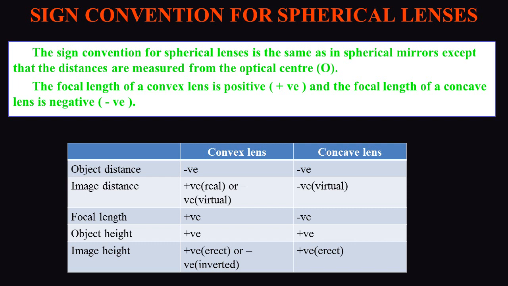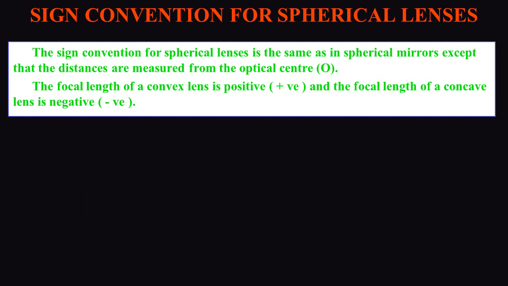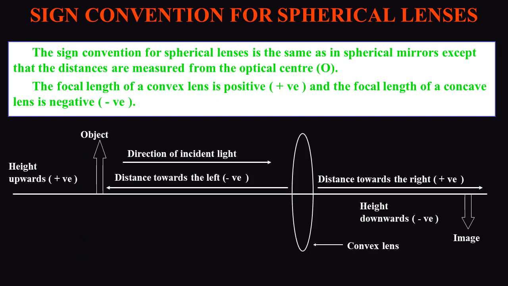And the object height is always positive. Image height depends on the formation of image. If the image is formed downward, that is inverted, then it is negative, and if the image is formed upward, that is erect, then it is positive. Focal length of convex lens is positive, but focal length of concave lens is negative.